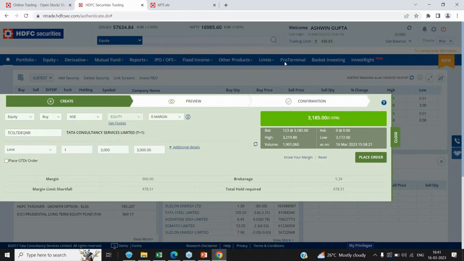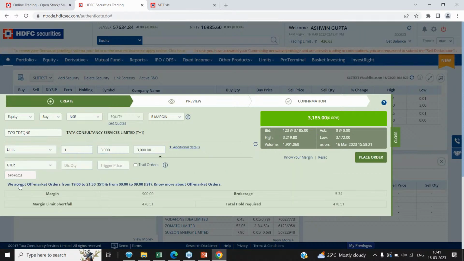There may be some customers who may say, okay, I feel the market will go down. I want to buy at 3,000, but it's a rare possibility the price may come to 3,000 on today's date. So I can simply click here. I have something called place GTT order. Once I click here, the order will be placed for 45 days. So here the order is ready and I can place the order.